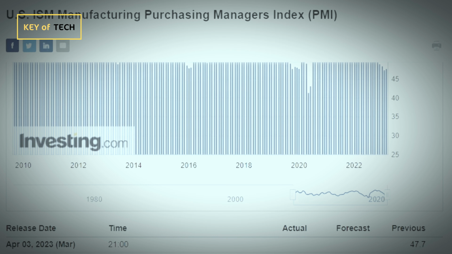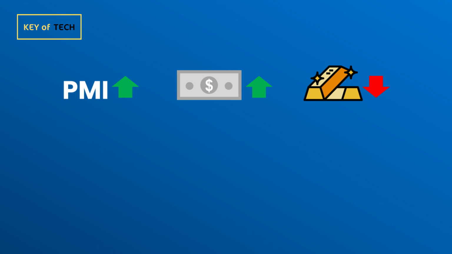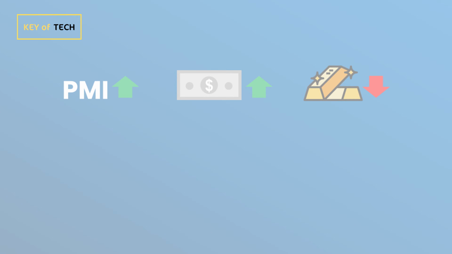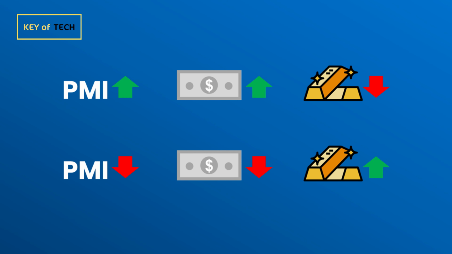The PMI can have a significant impact on USD and gold prices. A strong PMI reading is generally positive for the USD, as it indicates a healthy manufacturing sector, which can lead to a decrease in gold prices. Conversely, a weak PMI reading is usually negative for the USD, which can lead to an increase in gold prices.